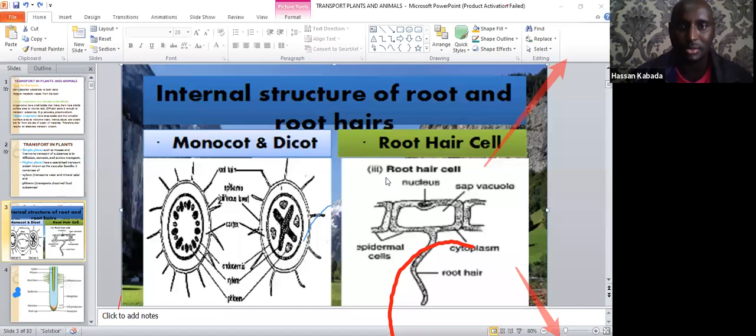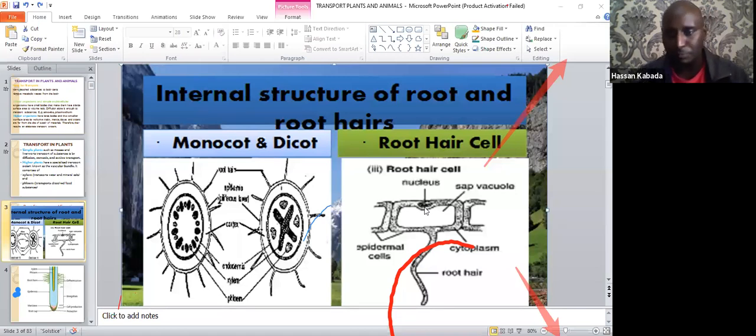And then we look at this other side. On the right side, we have the structure of the root hair cell. A root hair cell is an adaptation found on the outer part of the root so that it can carry out the function of absorption of water and mineral salts. So the root hair cells are modified or adapted to carry out absorption of water and mineral salt. One of the adaptations is elongation. The root hair cells are elongated to increase surface area for absorption of water and mineral salt.